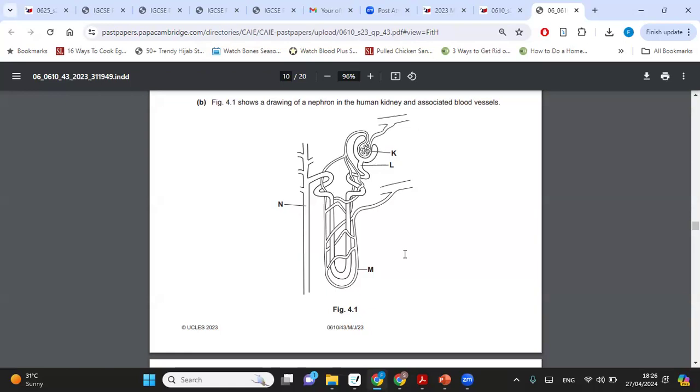First of all, can somebody tell me what the labeling is? K is glomerulus. K is your glomerulus, correct. This is the Bowman's capsule. The capillaries that are present inside the Bowman's capsule, we call them the glomerulus. Good job, Aram. So K is actually your glomerulus. What is N?